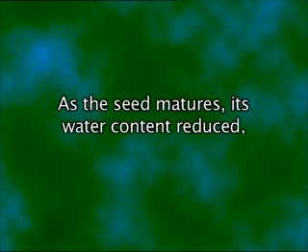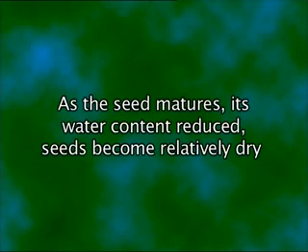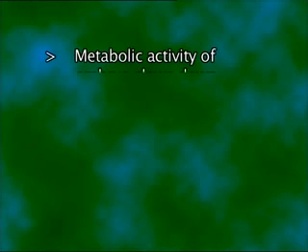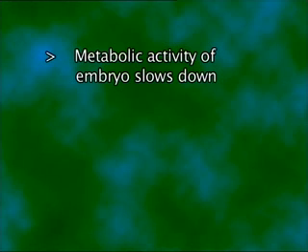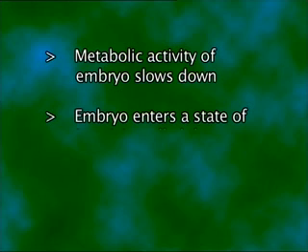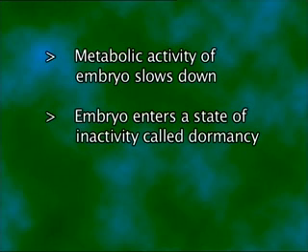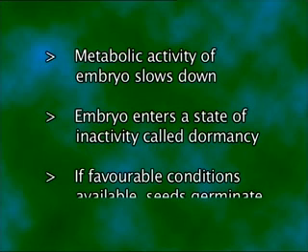As the seed matures, its water content is reduced and seeds become relatively dry. The general metabolic activity of the embryo slows down. The embryo may enter a state of inactivity called dormancy, or if favorable conditions are available like adequate moisture, oxygen and suitable temperature, they germinate. Seed is the final product of sexual reproduction.